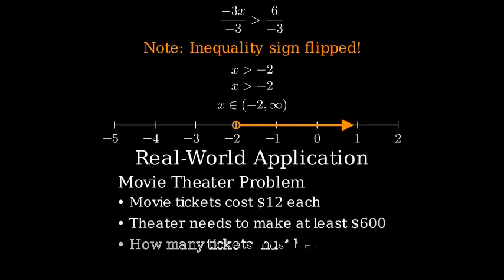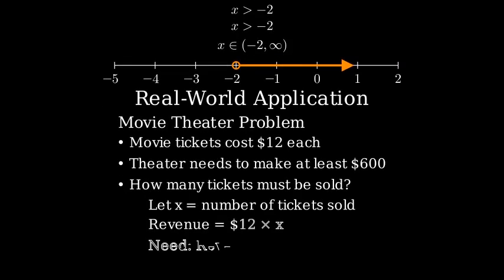Let's look at a real-world application of linear inequalities. Problem. A movie theater charges $12 per ticket. The theater needs to make at least $600 in ticket sales for a particular showing. How many tickets must they sell to meet this goal? We can formulate this as a linear inequality. Let x be the number of tickets sold. Then the revenue from ticket sales is $12x. We need this to be at least $600.